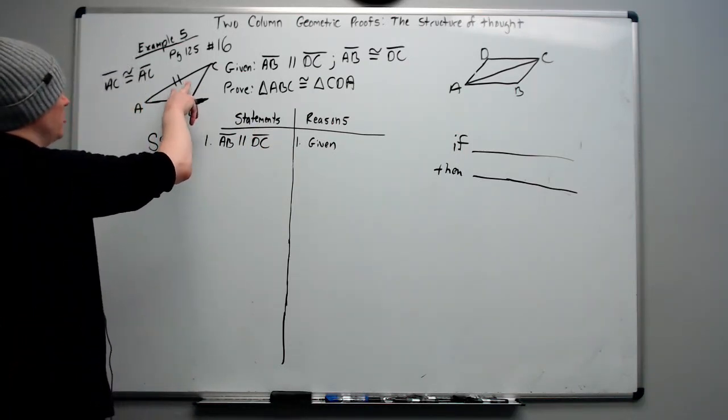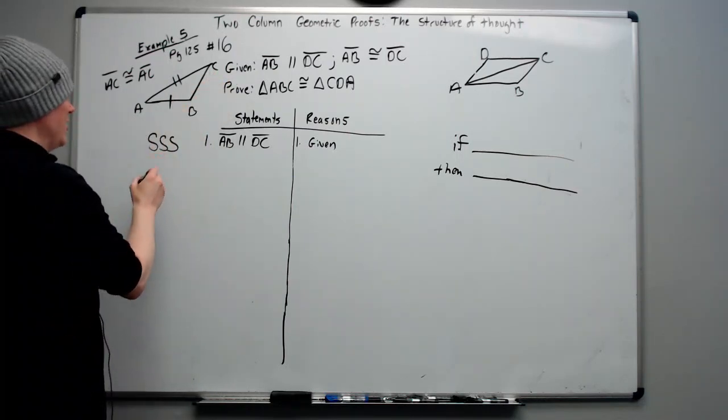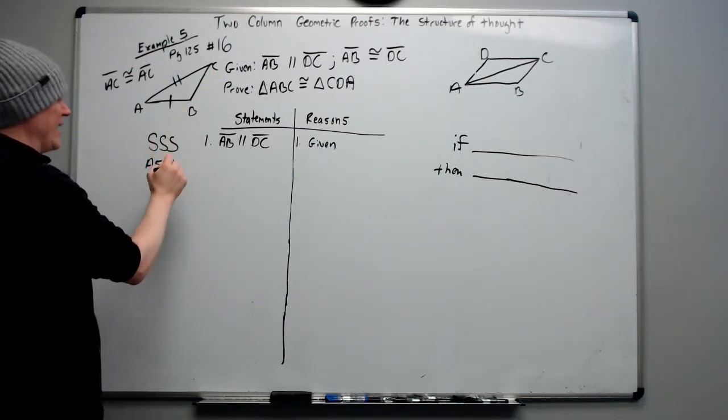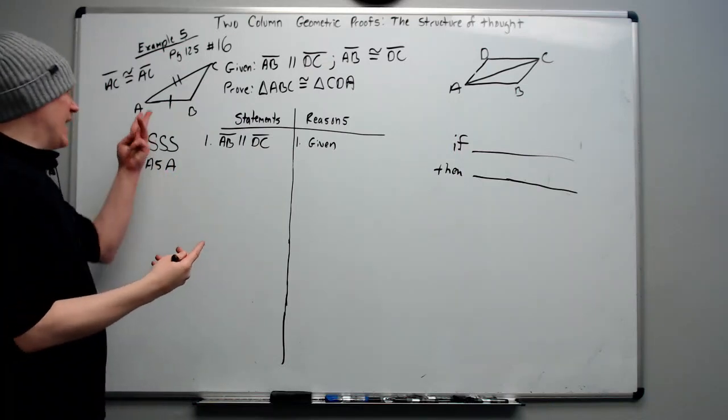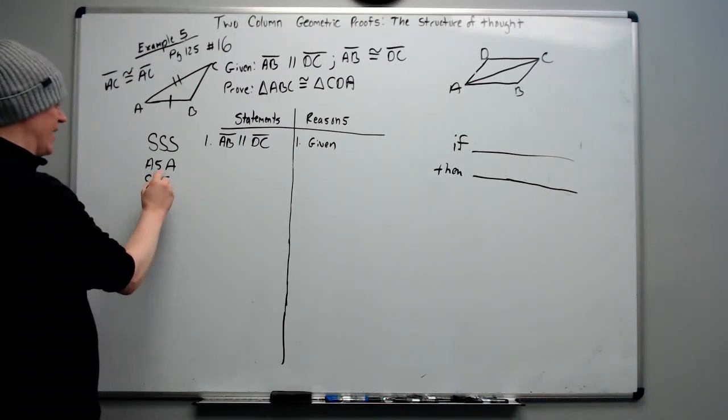Okay, so then if we can't get this side, side, side, side is out. Well, we could get angle, side, angle, but we don't have any angles yet. And we've got two sides, so we probably don't want to use that one. We can do side, angle, side.